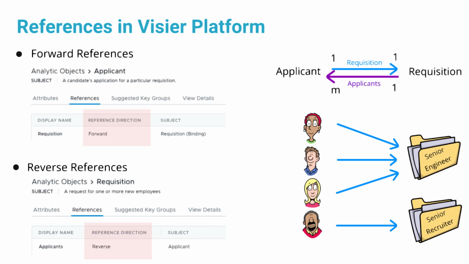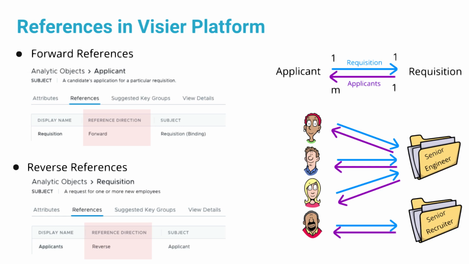Reverse references are generated automatically when a forward reference is created. They establish one-to-many mappings from the target analytic object to the source subject. For example, a requisition to applicant reverse reference shows all applicants for a requisition. Similarly, employee to recognition highlights all recognitions an employee has received. When using references, the system matches the time of the source and target objects, ensuring accurate joins.